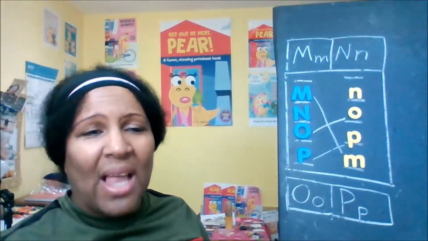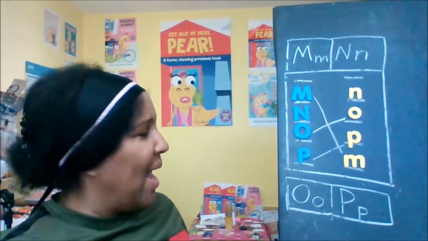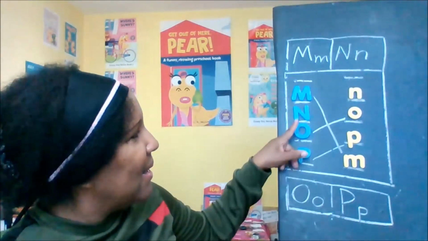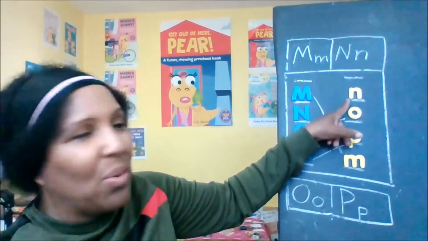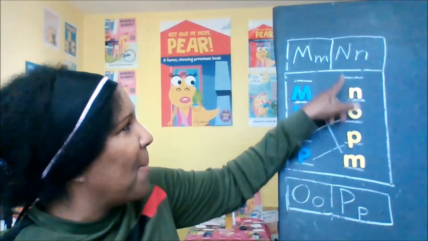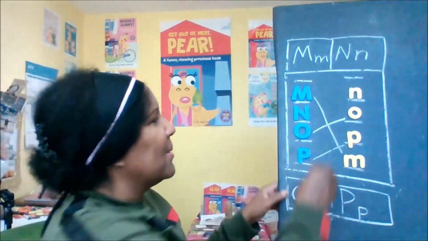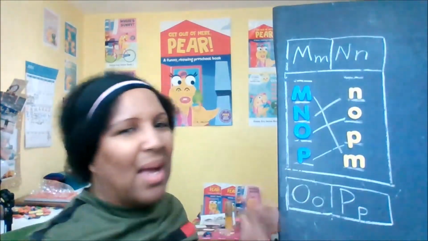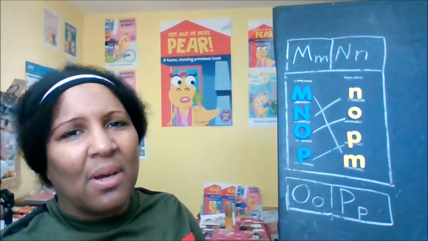Now there's only one left, and it is the letter N. N. And this is the only one that doesn't have a line. Is that N. So we're going to draw a line from big N to small n. All right?